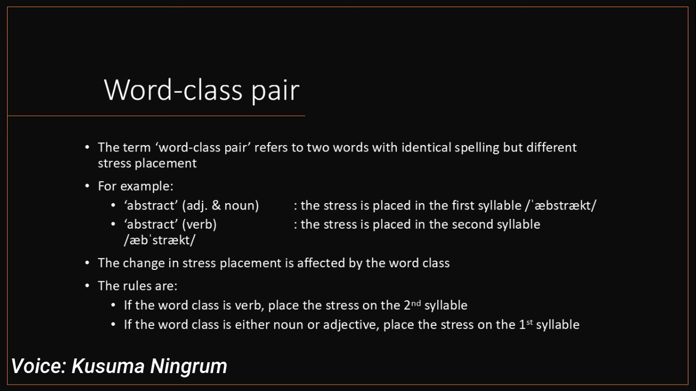There is no significant rule in identifying the stress of word class pair words. The most common rule is that the stress is likely to fall on the second syllable of a verb and on the first syllable of a noun or adjective. For example, the word abstract as a noun and adjective and the word abstract as a verb are different in stress placement. The word abstract as an adjective and noun, the stress is placed on the first syllable. The word abstract as a verb, the stress is placed on the second syllable.